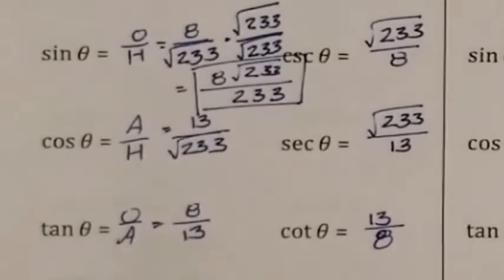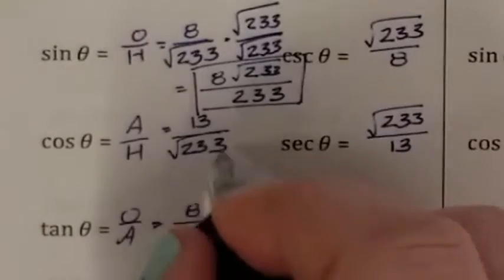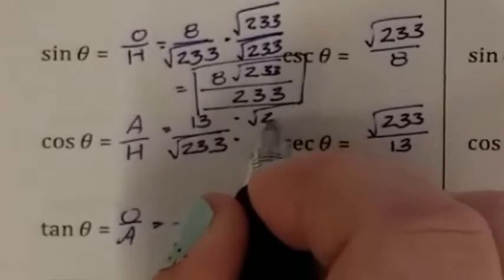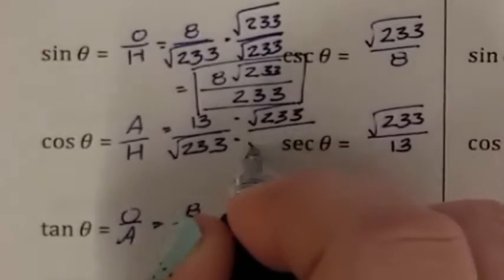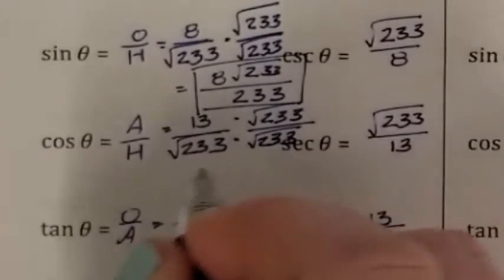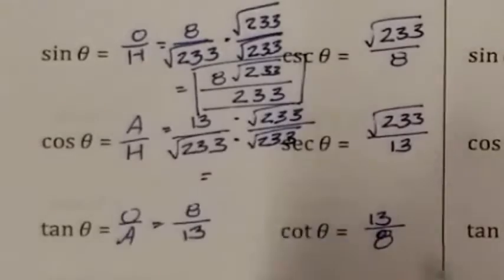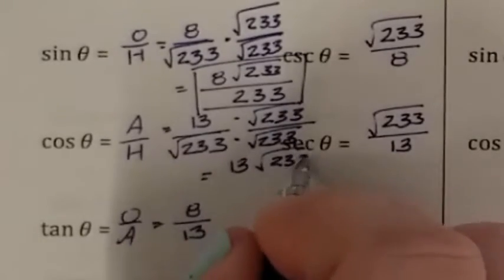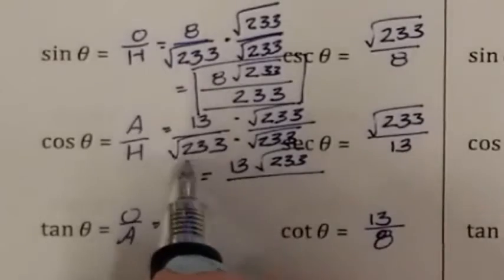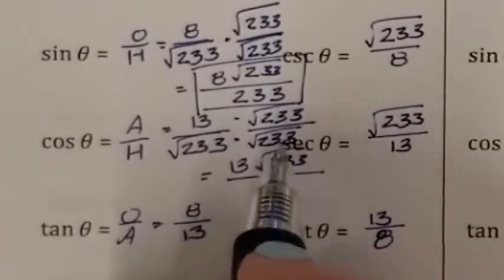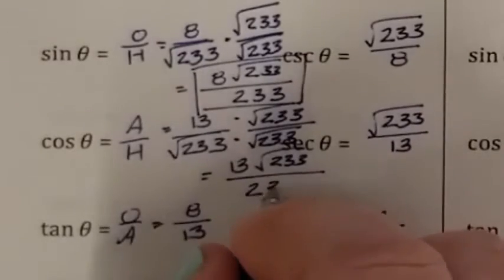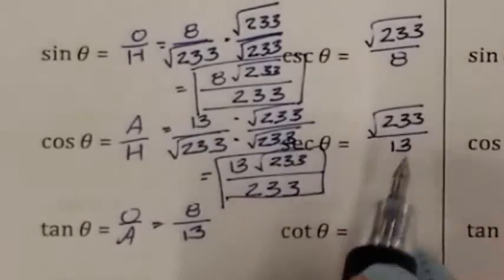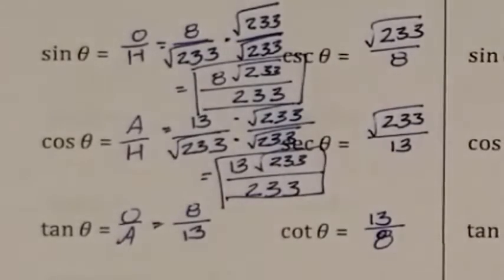We have to rationalize cosine as well, because the square root of 233 is what is down in the denominator. Then that means that is what we need to multiply both sides by to rationalize it. 13 times the square root of 233 is 13 root 233, all over square root of 233 times the square root of 233, which is 233. So this is my cosine answer. Everybody else was already simplified and rationalized.